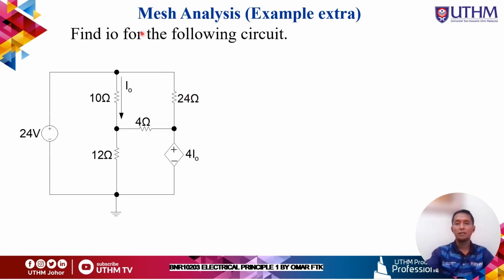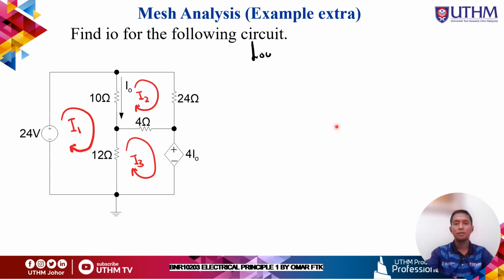And then for the final example, we look into the final example. For this, actually, if you look into the circuit, you can see that you have a three loop, I1, I2, and I3. And then the question asks you to find the IO, okay? IO is in here. So this is the first loop, second loop, and the third loop. Okay, so let's find the equation for each of the loop.